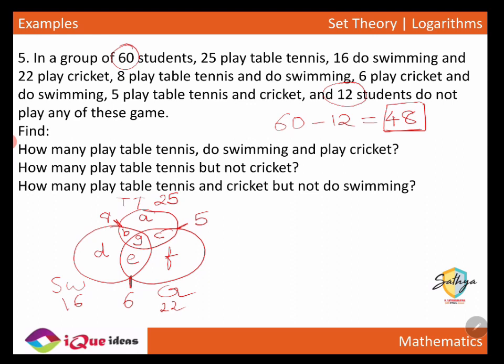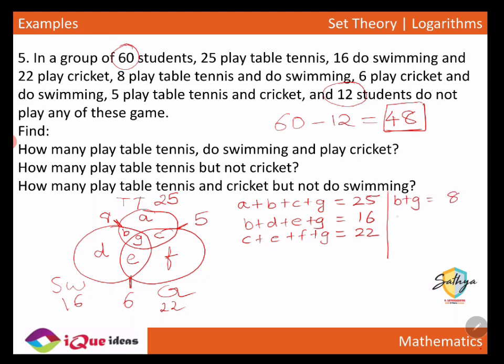Now, we can make equations. So, for table tennis, the circle of table tennis, that's A plus B plus C plus G is equal to 25. The circle for swimming, B plus D plus E plus G is equal to 16. The circle for cricket, C plus E plus F plus G is equal to 22. Similarly, the values for table tennis and swimming, that is B plus G is equal to 8. The value of table tennis and cricket, G plus C is equal to 5. The value for swimming and cricket, E plus G is equal to 6.